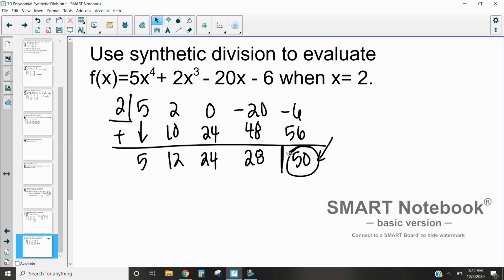If you get a remainder of 0, then that means that number is actually a factor or a 0 of our polynomial function there. But it is a super cool way that we can figure out what that evaluation is.